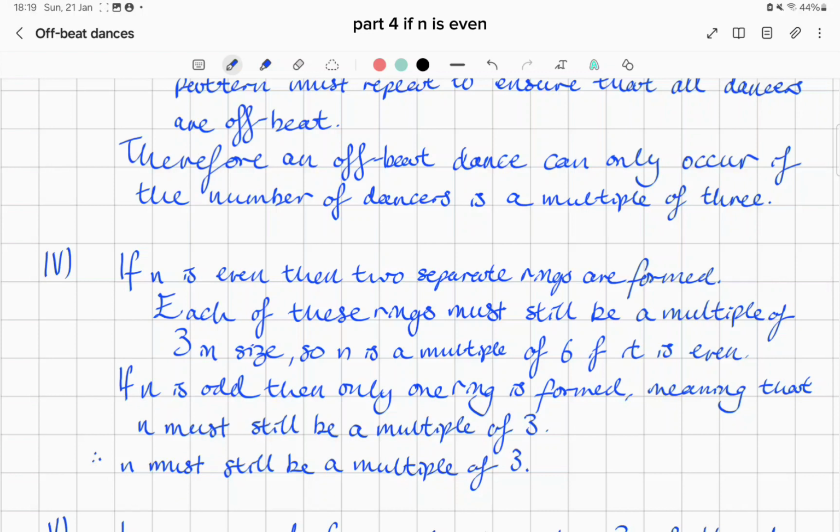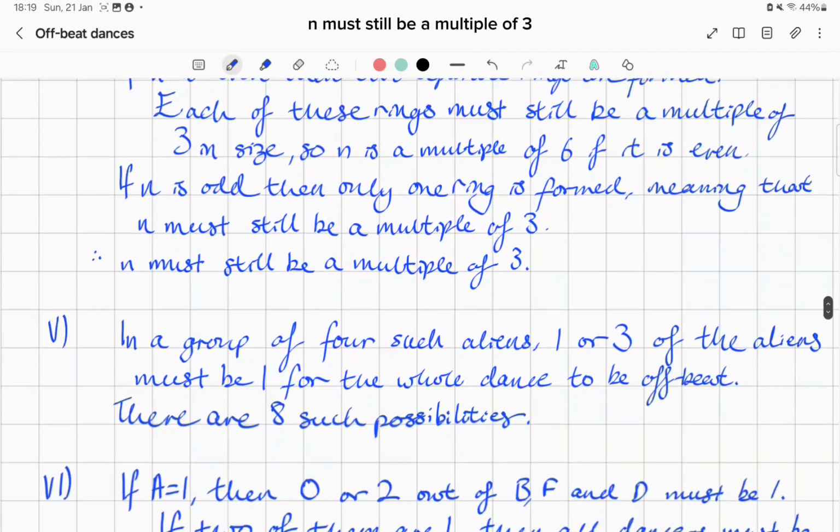Part 4. If n is even, then 2 separate rings are formed. Each of these rings must still be a multiple of 3 in size, so n is a multiple of 6 if it is even. If n is odd, then only 1 ring is formed, meaning that n must still be a multiple of 3. And therefore our condition does not change. n must still be a multiple of 3.